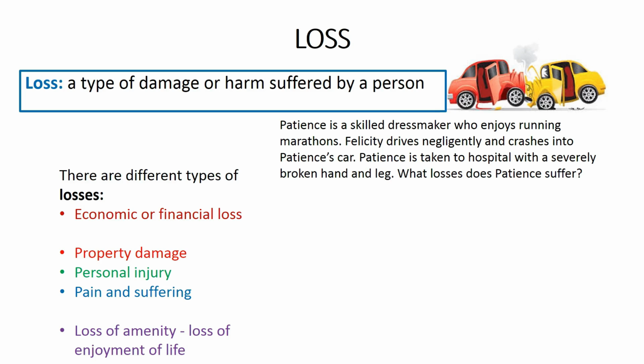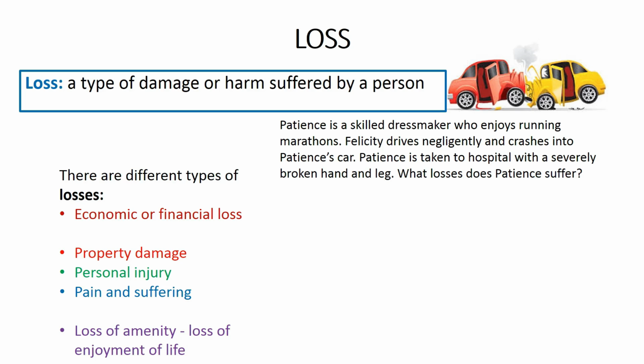Patience is a skilled dressmaker who enjoys running marathons. Felicity drives negligently and crashes into Patience's car. Patience is taken to hospital with a severely broken hand and leg. The question is, what losses has Patience suffered? Well, the first type of losses that Patience may have suffered is economic or financial losses. As a result of Felicity's negligent driving, Patience has been taken to hospital with a severely broken hand and leg.